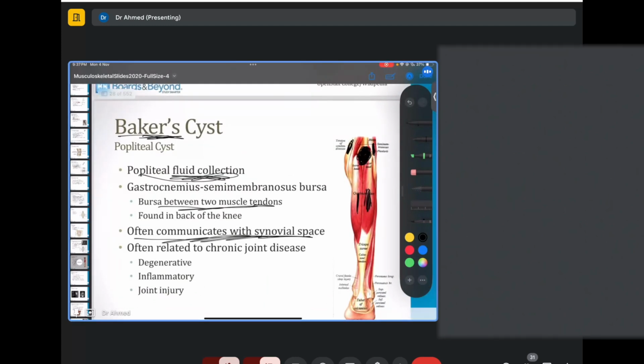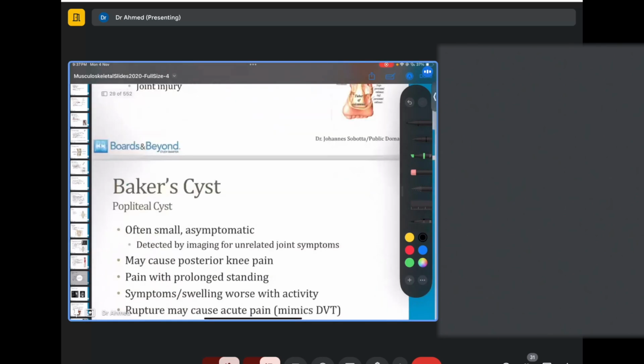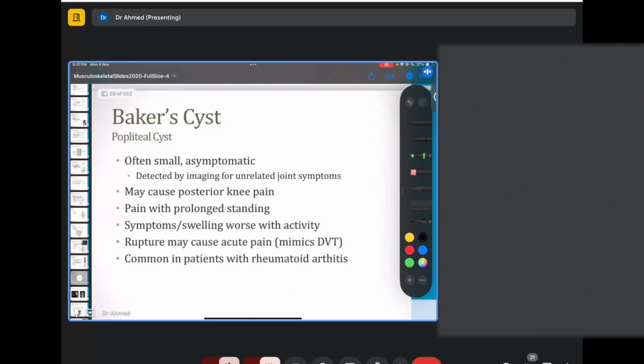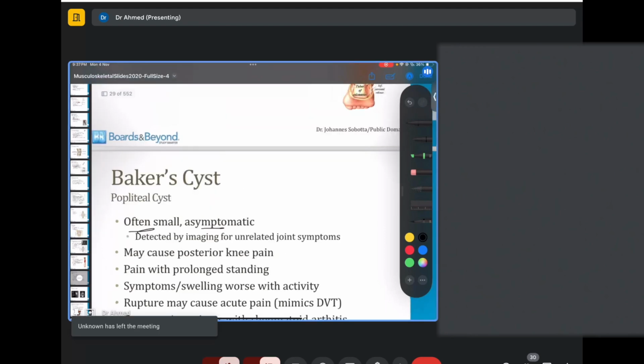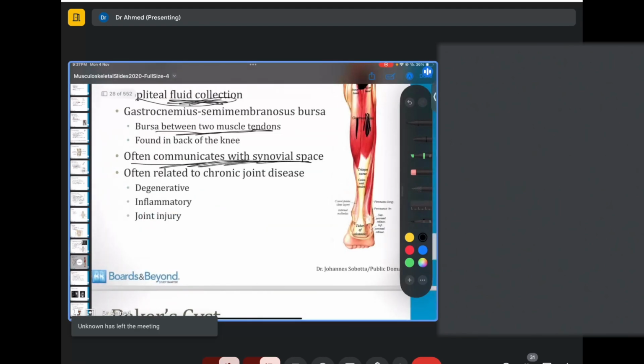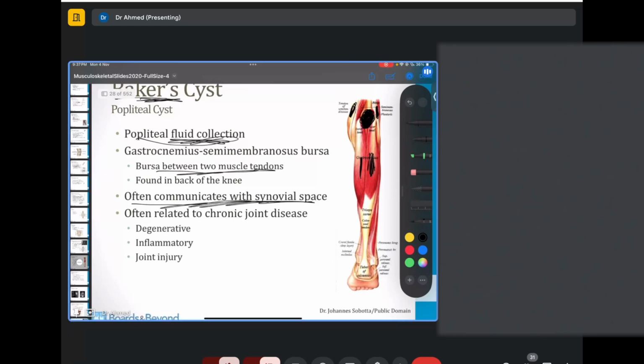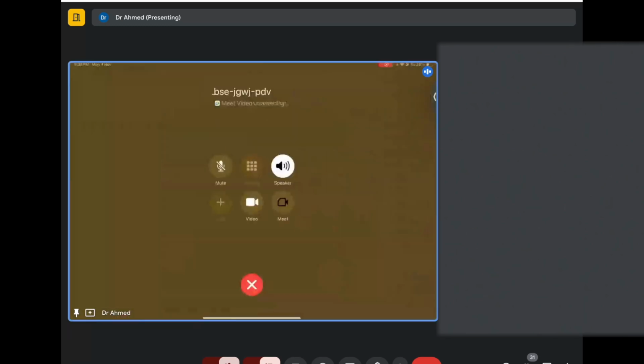Sometimes you can have a cyst here, and it could also impinge some nerves, which we'll be discussing further as we go to the nerves of the lumbar plexus, right? So Baker cyst is often small, asymptomatic. Okay, for example, if someone has a Baker cyst, that is a cyst in the popliteal fossa, you will be seeing pain in the popliteal fossa right here.